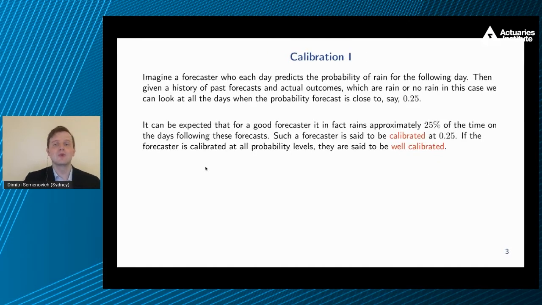Okay, so what are some of the important properties of good forecasts? Imagine a forecaster who each day predicts the probability of rain for the following day. Then, given a history of past forecasts and actual outcomes, which would be rain or no rain, we can look at all the days where the probability forecast is close to, let's say, 25%. It can be expected that for a good forecaster, on those days that they forecast a 25% chance of rain, the rain actually happens somewhere around that, maybe 23 or 27%. If that property holds, then we say that the forecaster is calibrated at 25%. And if the forecaster is calibrated at all levels for these binary predictions, then we say that the forecaster is well calibrated.